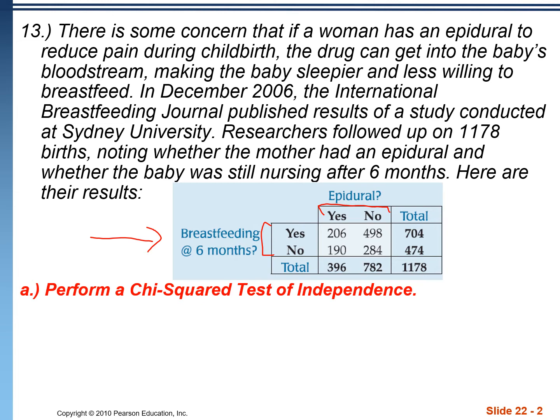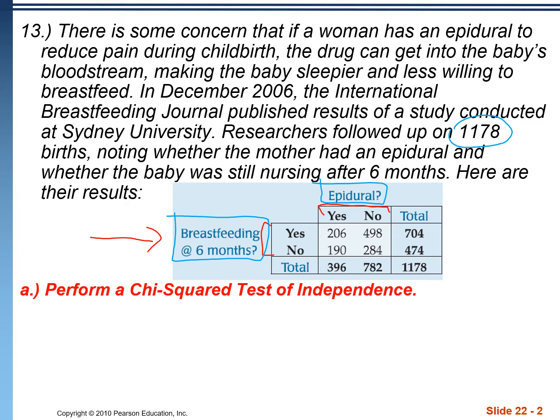So the way we can identify this as a test of independence is, first off, we have just one sample. If we don't have more than one sample, we can't do a test of homogeneity. So the fact that we only have this 1,178 sample of births means that we can only do a test of independence. The other thing is that we have two variables here, and we want to see, does receiving the epidural influence whether or not a baby is breastfeeding at 6 months. In other words, is there an association between these two? Or in other words, are these two variables independent of one another?